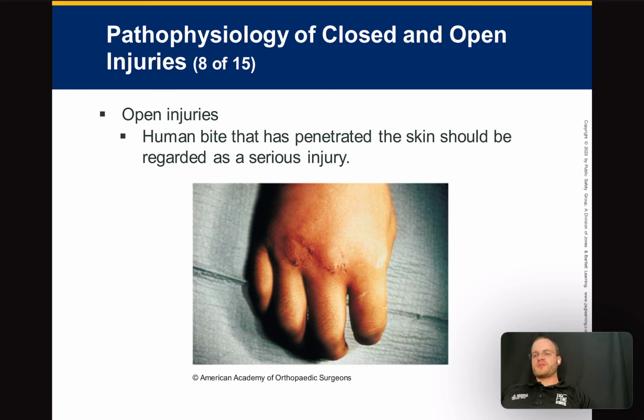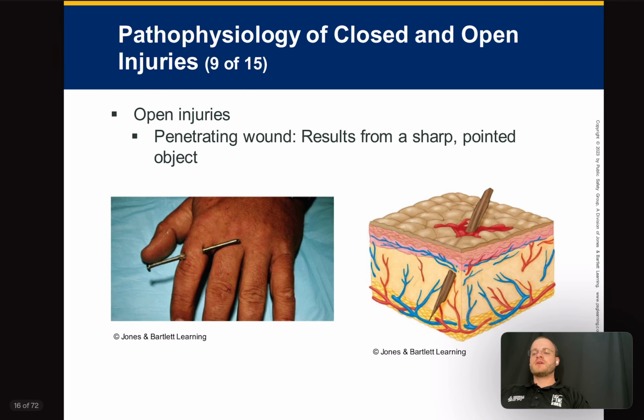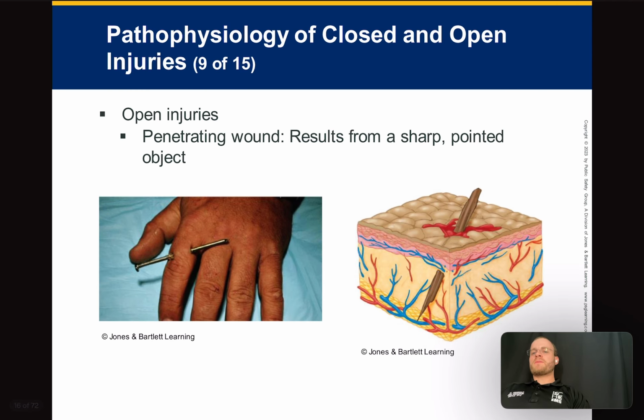Now, a human bite that has penetrated the skin should be regarded as a serious injury. Again, I'm telling you, humans have really nasty mouths. So be careful about human bites. They need to be transported. Okay? It's obviously assault to bite someone, too. It's a crime.